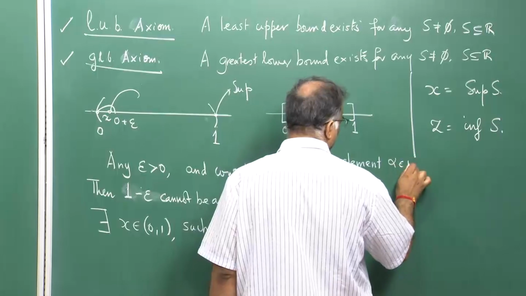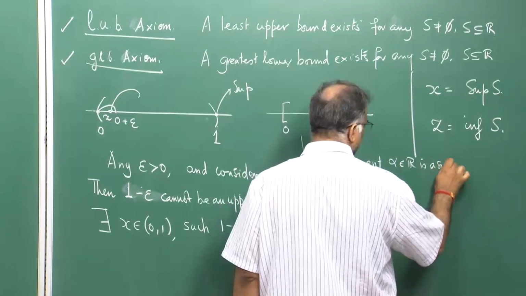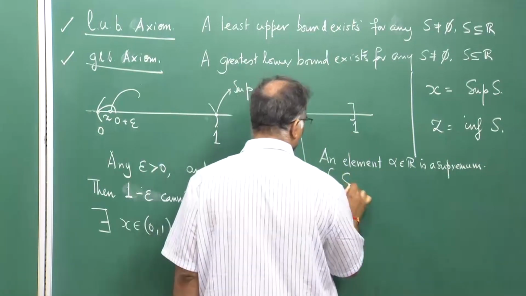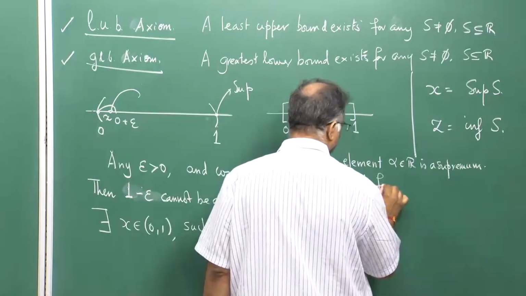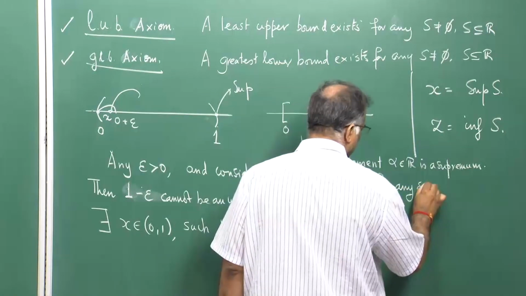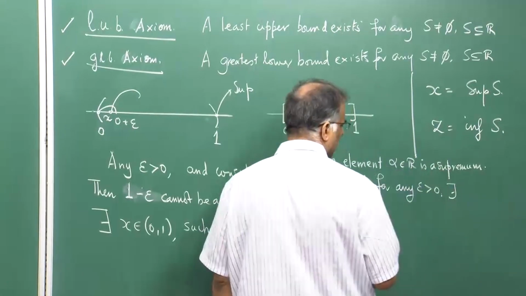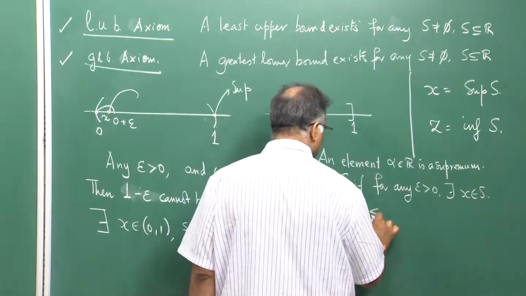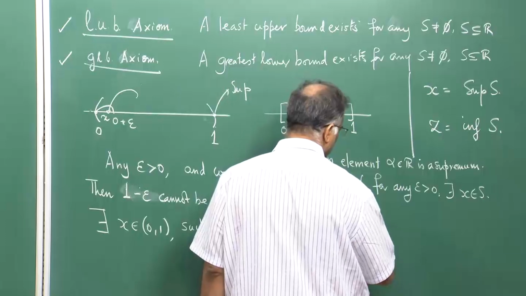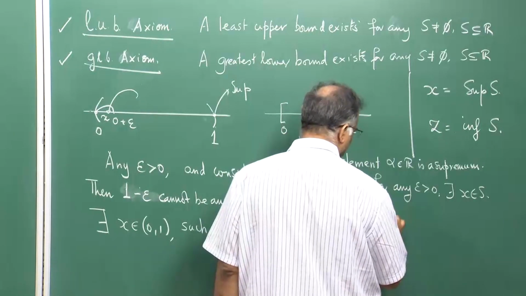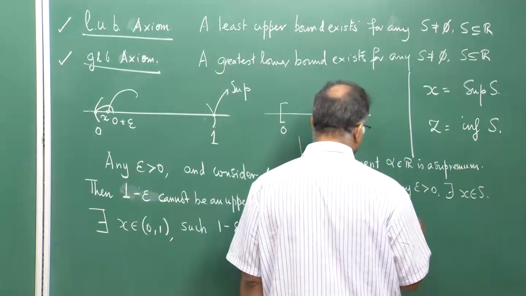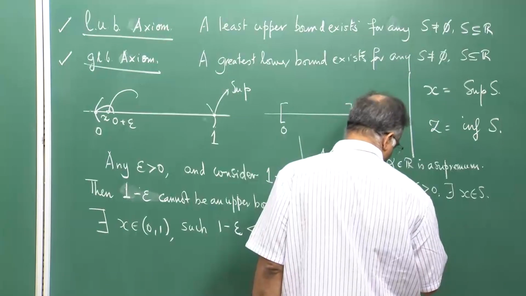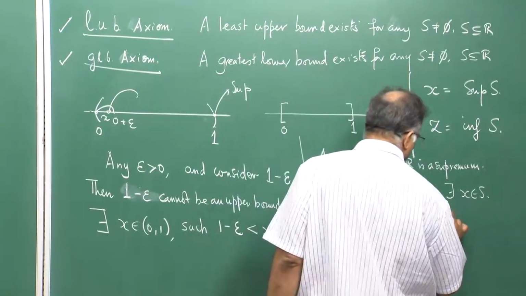an element alpha of R is a supremum of S if for any epsilon greater than 0 there exists x element of S such that alpha minus epsilon, so you reduce the alpha, cannot be an upper bound, hence it will be strictly less than x, and this is less than or equal to alpha.